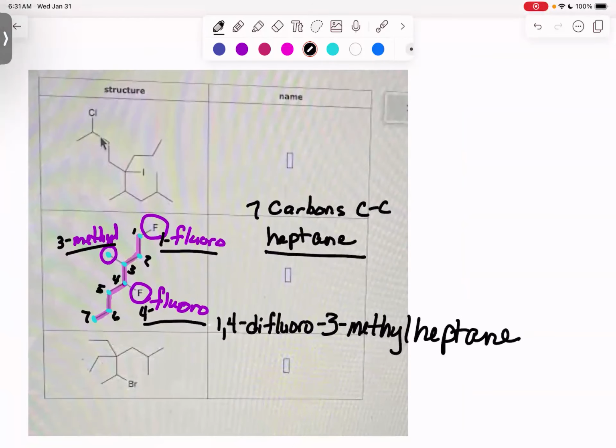And all I did was follow the rules that were in the lecture notes. So make sure that you follow them step by step, where you find your longest continuous chain, then you number your chain, you identify your substituents, and then you name your parent. And make sure when you're numbering your longest continuous chain of carbons that you look for the substituents and give the substituents the lowest number possible. All right, hope that helps.